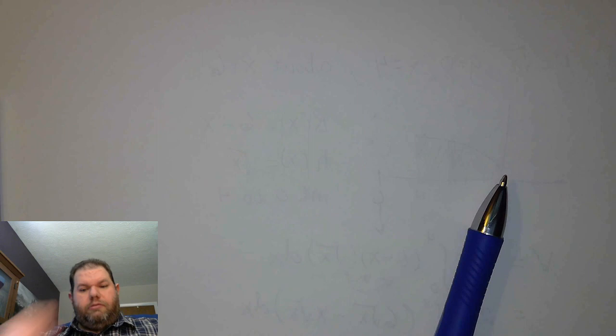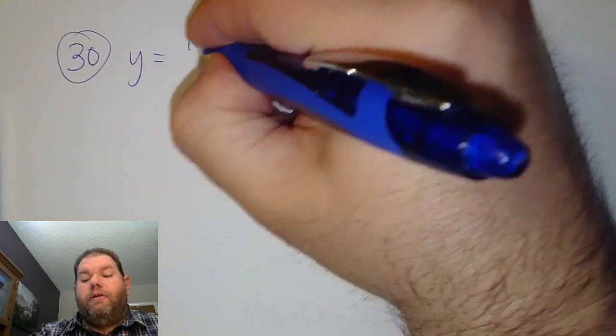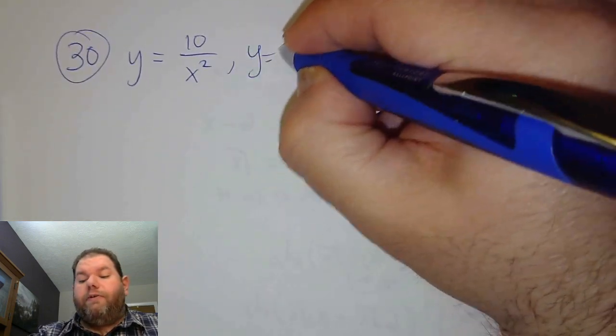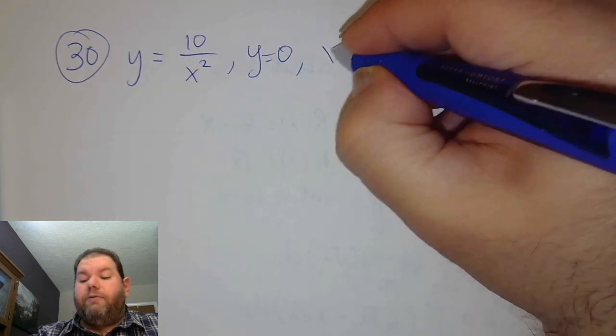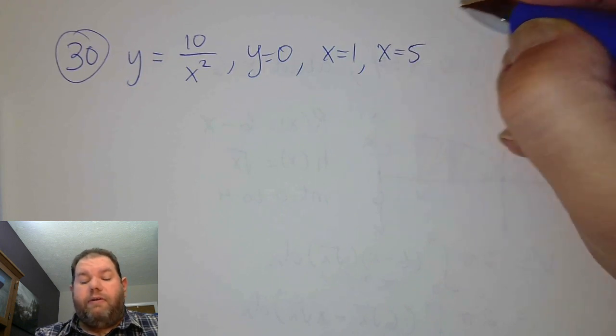We'll move on to, let's look at 30. Same section still. We have y equals 10 over x squared, y equals 0, x equals 1, and x equals 5 as our boundaries.